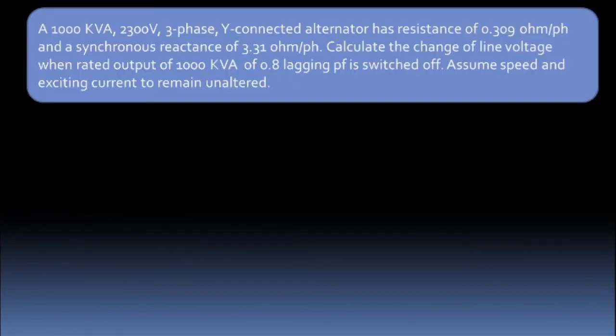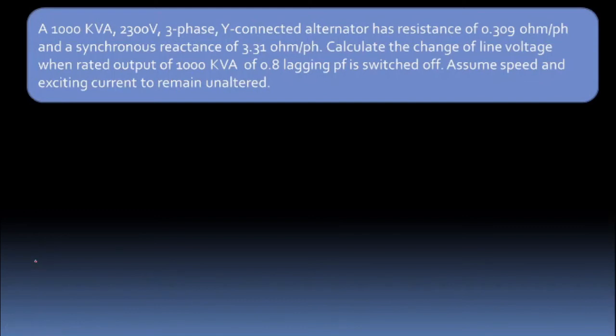This is the next problem. A 1000 kVA 2300 volt 3 phase star connected alternator has resistance of 0.309 ohm per phase and synchronous reactance of 3.31 ohm per phase. Calculate the change in line voltage.